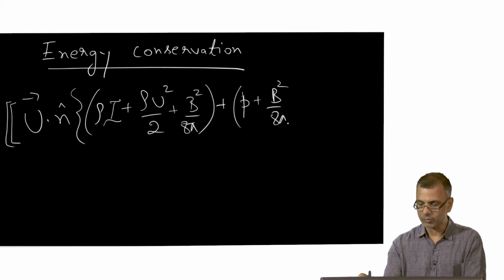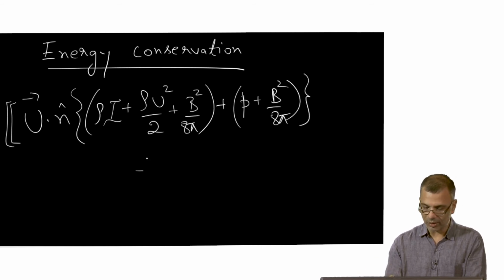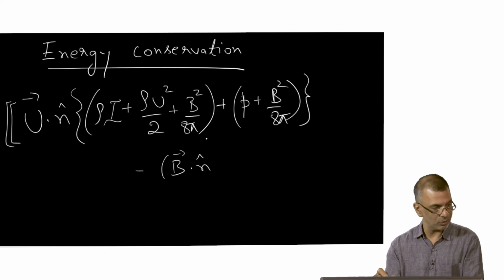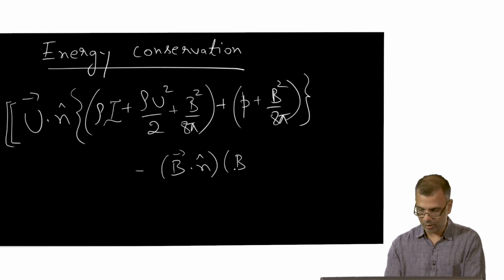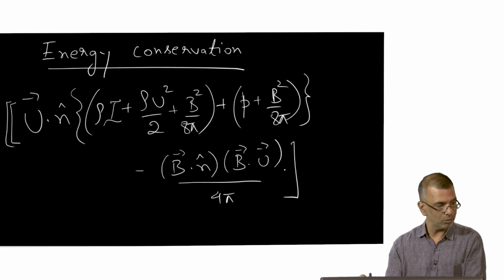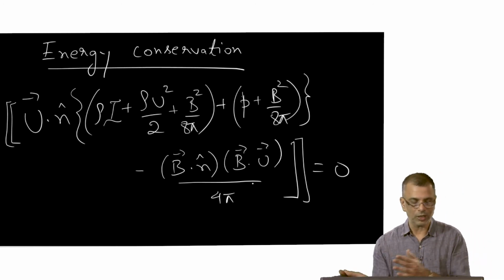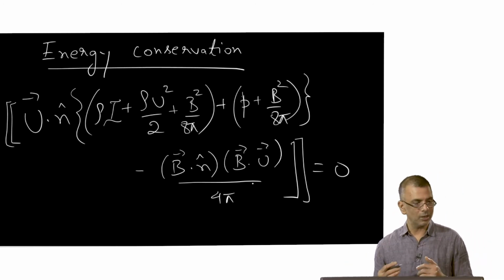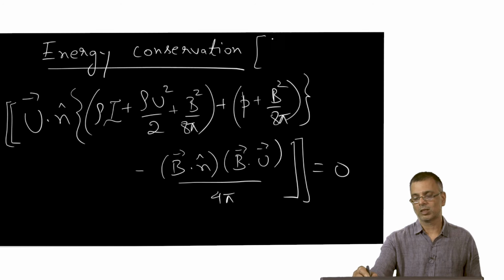Plus, again, you had this earlier, and this is the additional piece. Minus, because of the magnetic tension, you have one more slightly complicated looking thing, like that over 4 pi. The difference in this on the two sides of the shock has to be equal to 0. That is the energy conservation, the energy jump conditions, really.